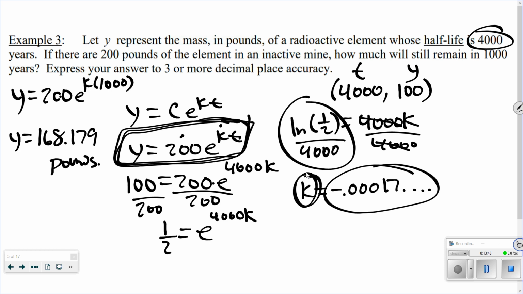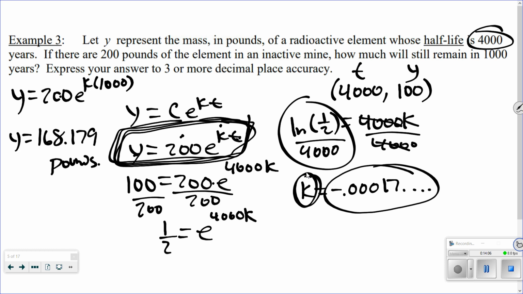Or it could say, how many years would go by until you'd have 100 pounds left? Well, I'd plug 100 in for y and solve for t. But once you have your model, if they give you a t, you can find y. If they give you a y, you can find t. So we're always looking at that and trying to come up with that model.